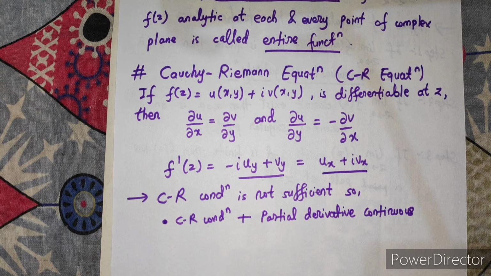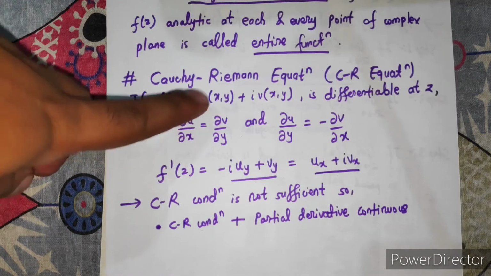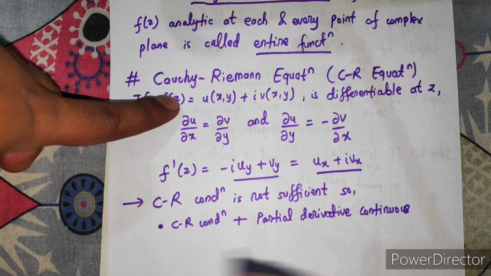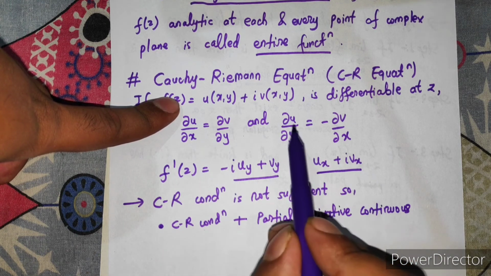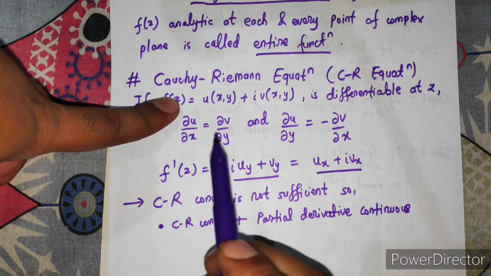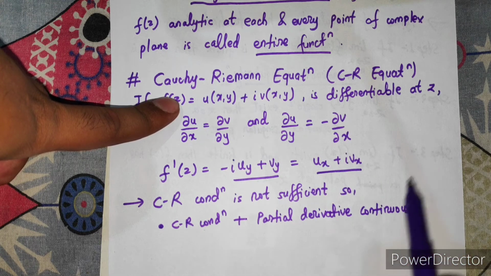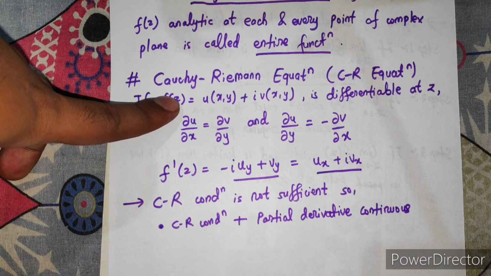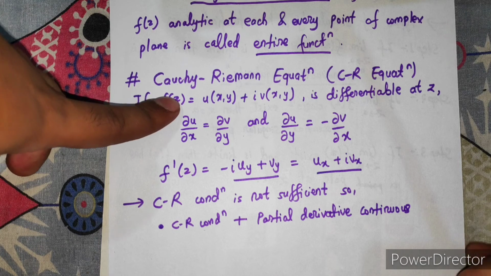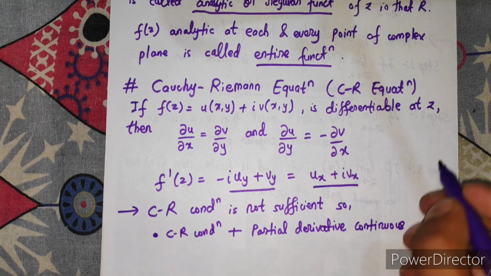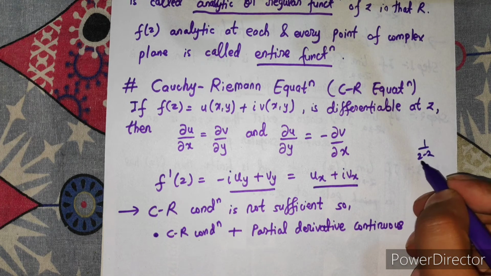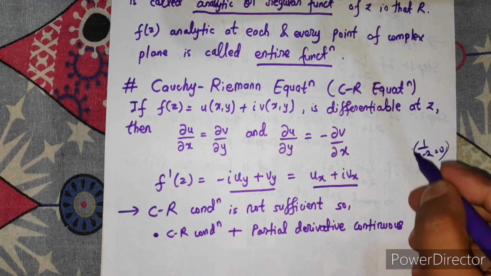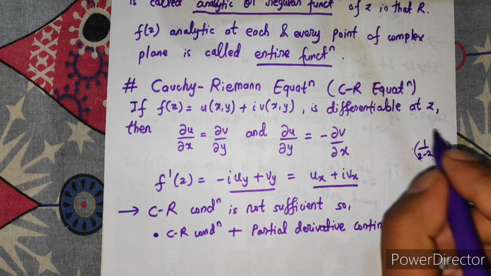So you have to keep two things in mind. One, check that the CR equation is satisfied. And after partially differentiating, check whether all four terms, du by dx, du by dy, dv by dx and dv by dy, are continuous or not. It's very simple to check continuity. If something is in a fraction and the denominator is equal to 0, it's not continuous, like we have seen in singularity. 1 by (z minus 2) is not continuous at z equal to 2, because 1 by 0 is not defined.